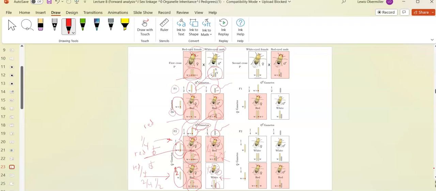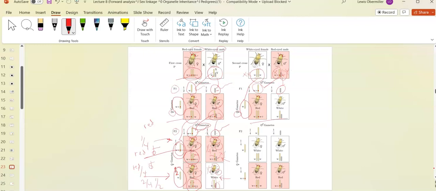Just make sure that you represent the Y chromosome as having no allele on it, and only the X chromosome has the allele. So in this case, this is a red-eyed male. Remember, it's hemizygous. It only has one allele, none on the Y chromosome. This is an X, this is a Y. This is a female, so it has two X's. Both are W's, right? Female can only produce white. And the male can produce only red, right here, and then this is only the Y.